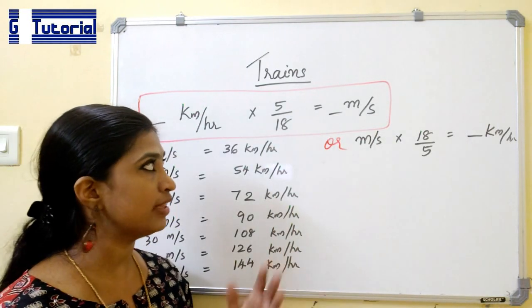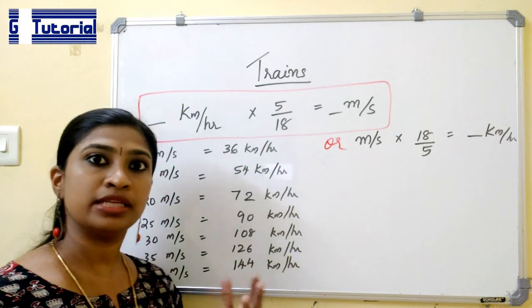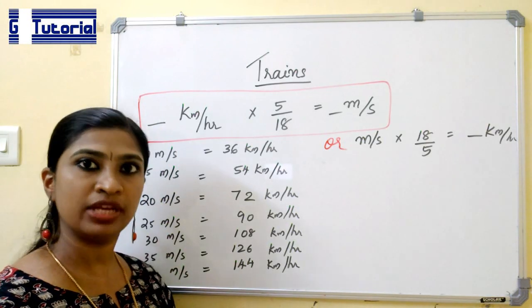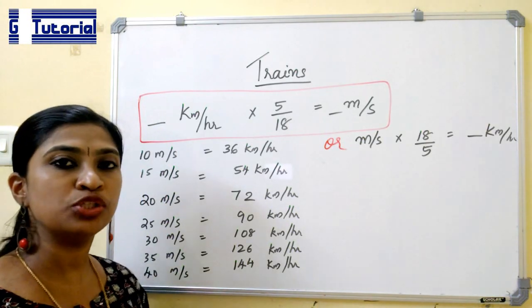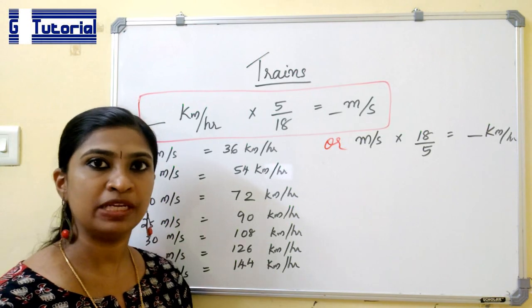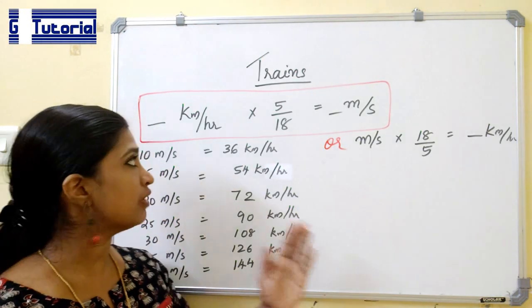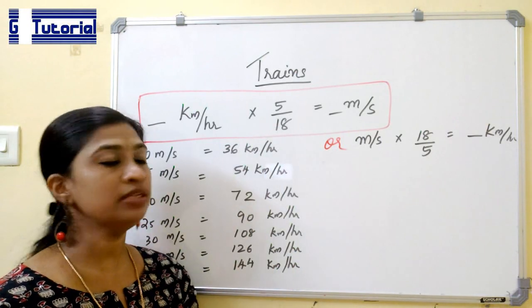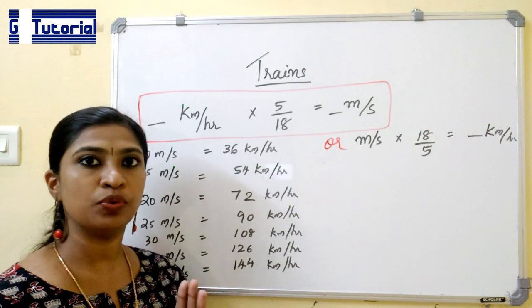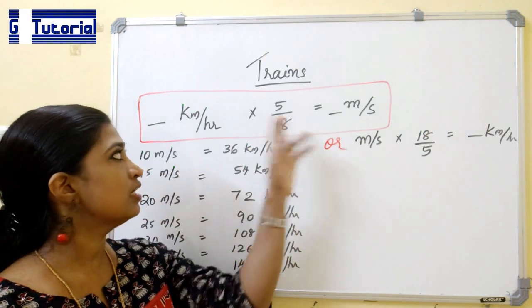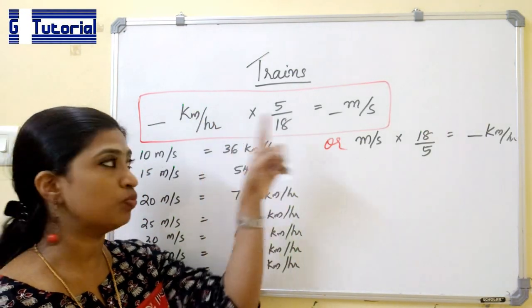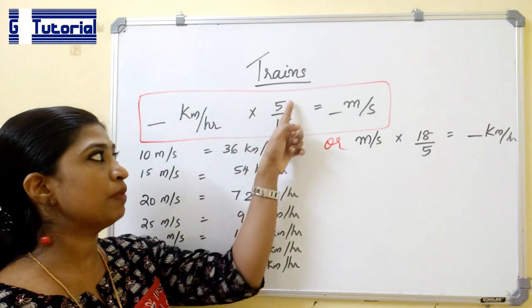That is, if the length of the train is in meters and the time taken to cover any object is given in seconds, then the speed should also be in meters per second. So this conversion is very important. The only thing you have to keep in mind before doing the problems on trains is this. You have to convert the given unit, if it is in kilometers per hour, to meters per second by just multiplying by 5 by 18.